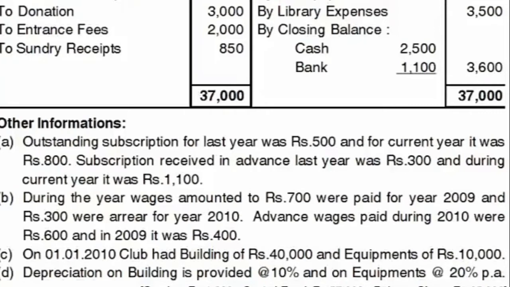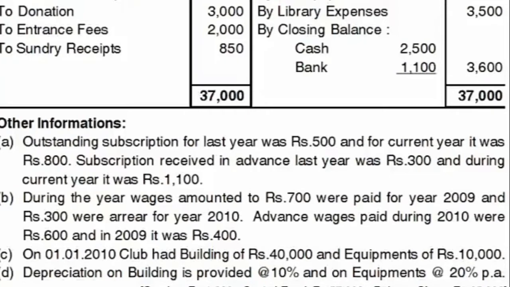Put a mark here. Second one, during the year wages amounted rupees 700 were paid for year 2009 and rupees 300 were arrears for year 2010. Advance wages paid during 2010 were rupees 600 and 2009 it was rupees 400. So this adjustment is related with the wages. Put a mark near wages.